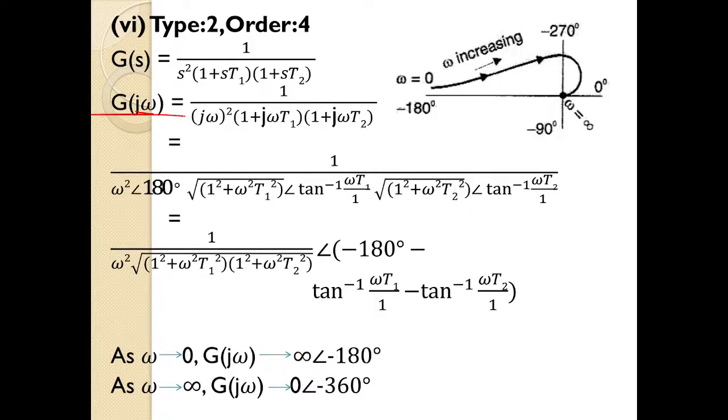Next, type 2 order 4 system. In the type 2 order 4 system, you can see the power of s is 2, so it is type 2. If you multiply all the terms here, the highest power of s will be 4, so it is an order 4 system. Just replace s by j omega. You will get 1 divided by j omega square into 1 plus j omega t1 into 1 plus j omega t2.